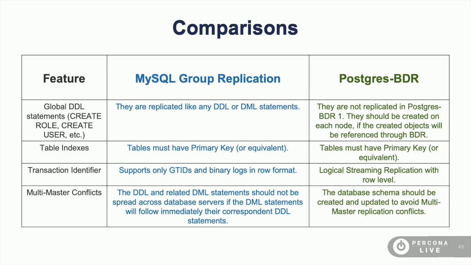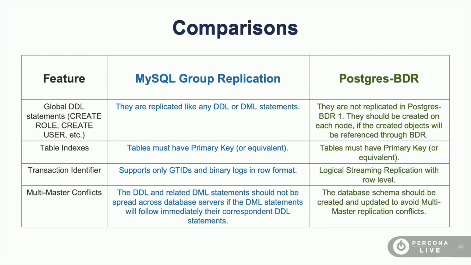And there is no difference for the so-called DDL statements like create a role, create a user on MySQL group replication, but there is on PostgreSQL. And in both cases, the tables must have indexes. The transaction identifiers are supported using GTIDs in MySQL group replication. And PostgreSQL uses logical streaming replication at the row level.